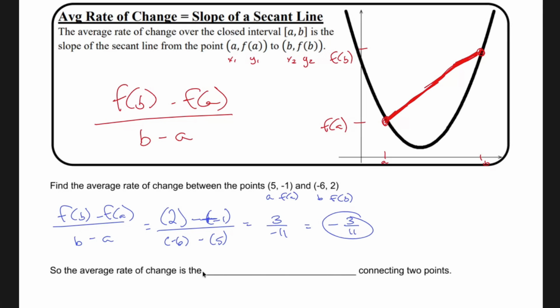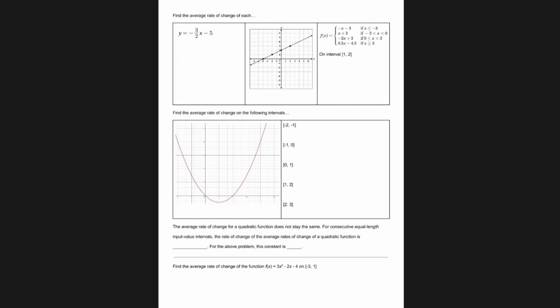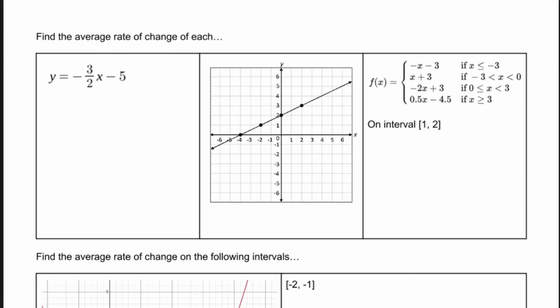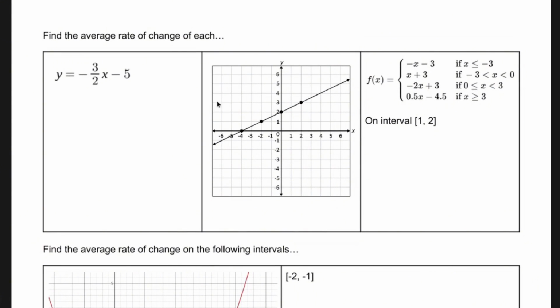So the average rate of change is the slope connecting the 2 points, if we haven't made that clear quite yet. All right, so average rate of change is the slope.